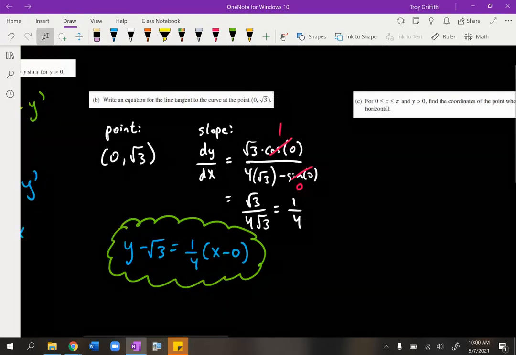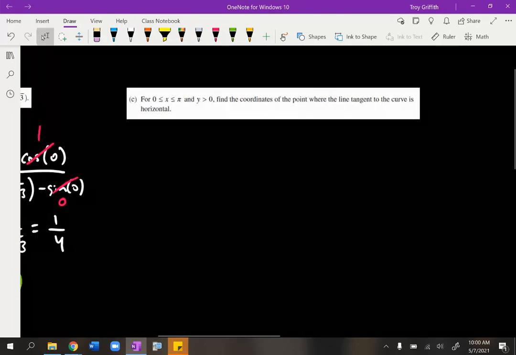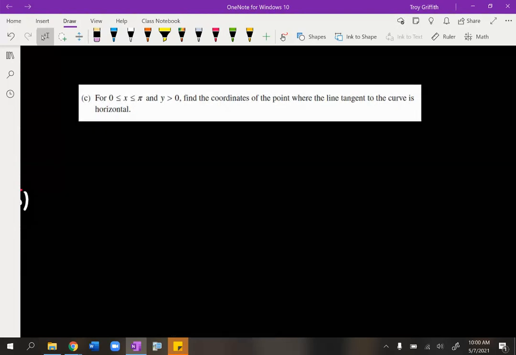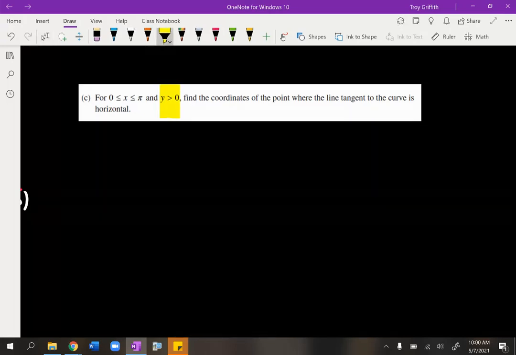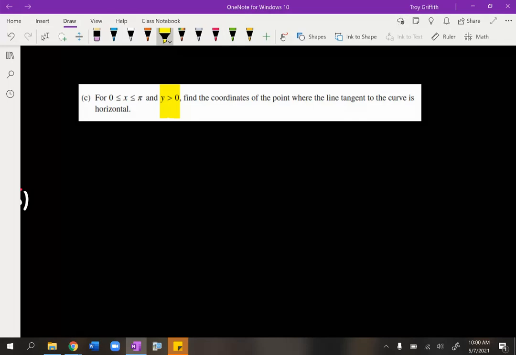Not too bad for the first two parts. It starts to get a little bit trickier when we get over here to letter C. Letter C says from 0 to pi and all y values greater than 0, which I'm assuming they're giving me to help give me a direction on something. So we'll think about that when we get to it. It says find the coordinates of the point where the line tangent to the curve is horizontal.